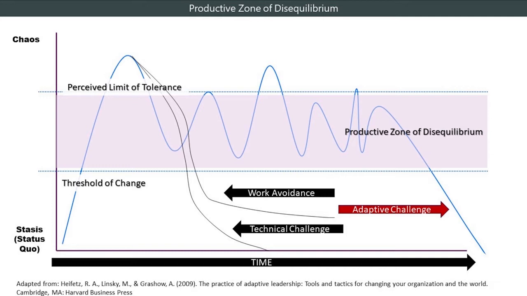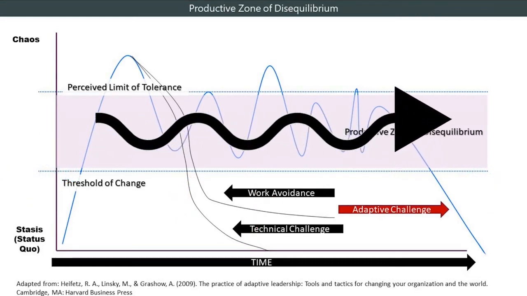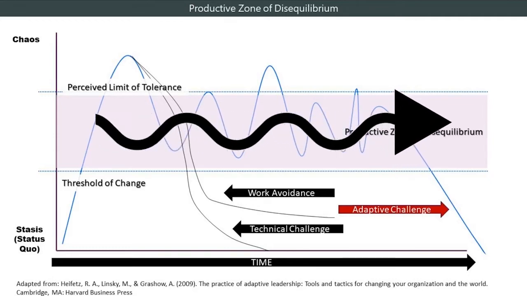And so as a change leader, we have to be able to discern: are people just trying to avoid the work? Are they just throwing out these technical cop-outs? What's really happening? Because as a change leader, we have to be adaptive and navigate people through the productive zone of disequilibrium. And that's going to go up and down, up and down, up and down over time. And people are going to be vacillating through some level of discomfort over time.